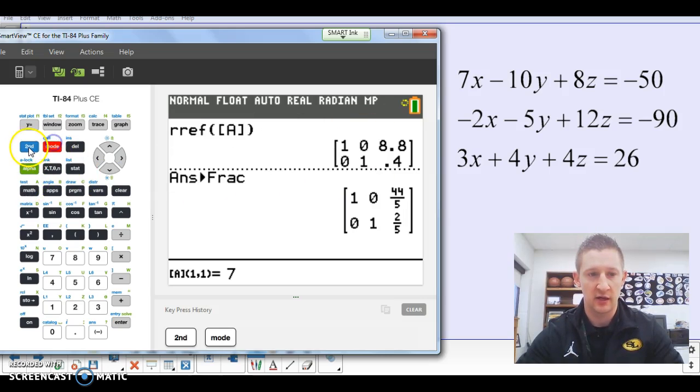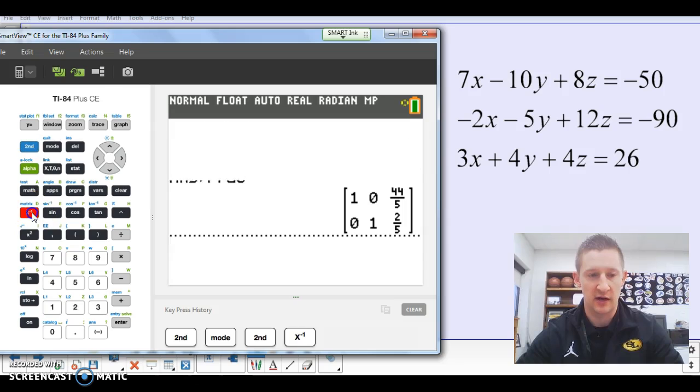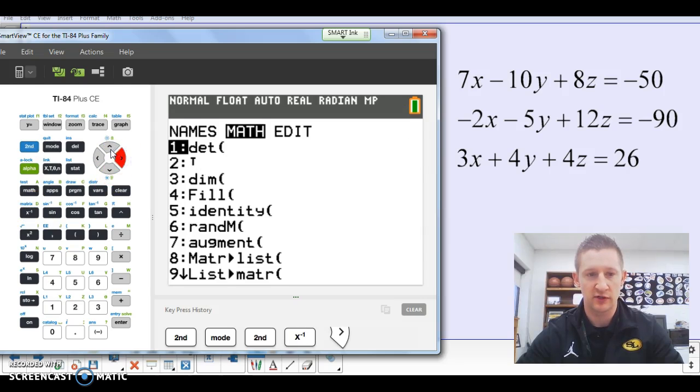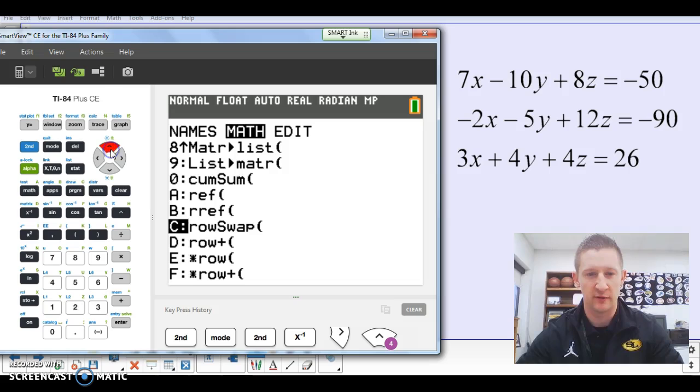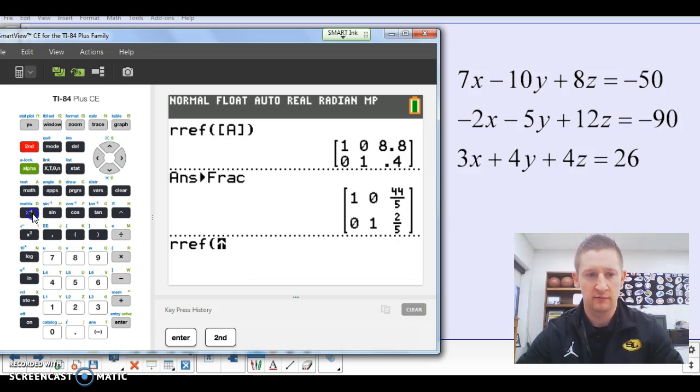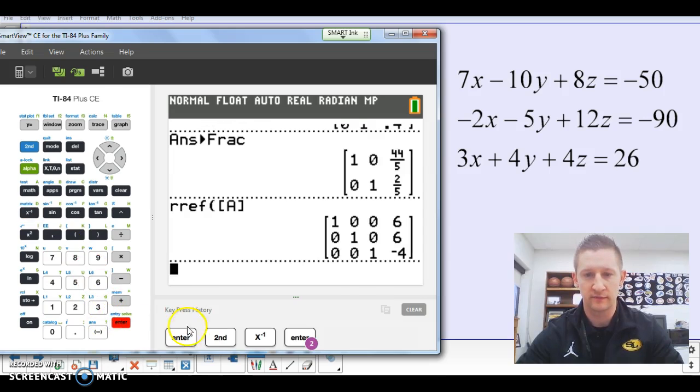Let's then put this guy into reduced row echelon form. Sometimes hitting the up arrow will get you there a little bit faster. So RREF of matrix A, my 3 by 4 matrix. I hit enter, spits out my answer. So 6, 6, -4. So 6 is the value of x, 6 is the value of y, -4 is the value of z. If you want to check that out and plug all 3 of those numbers into all 3 equations, it will work out. So that's a pretty cool way to solve systems of equations by using matrices.